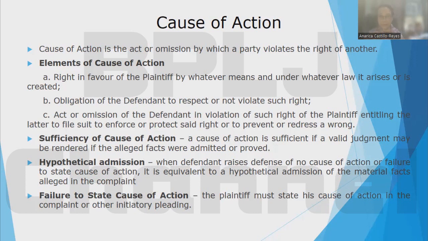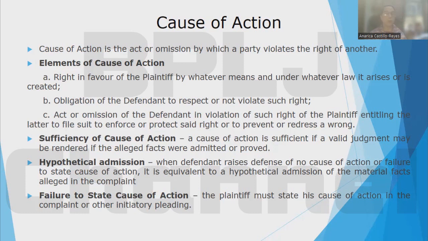Now, if you move to dismiss on the ground of failure to state a cause of action, there is already a hypothetical admission of the facts stated in the complaint. When the defendant raises the defense of no cause of action or failure to state the cause of action, it is equivalent to a hypothetical admission of the material facts alleged in the complaint.